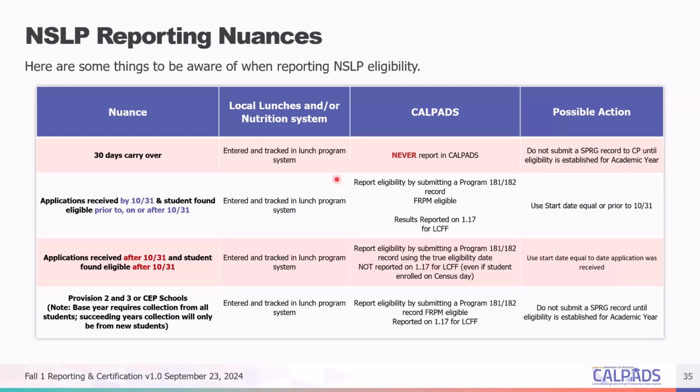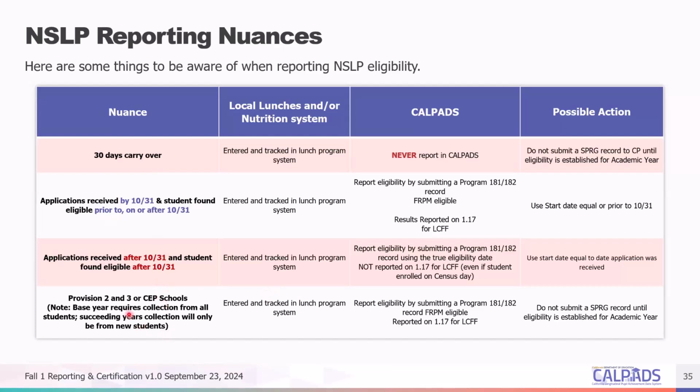So do not submit a program record of 181, 182 using the first day of school just because they were eligible last year. Never report that to CALPADS. You could probably track that in your lunch program software, but do not submit a 181 or 182 until you have determined that the student is indeed eligible. Okay. Then, of course, I've mentioned the importance of the 10-31 date.